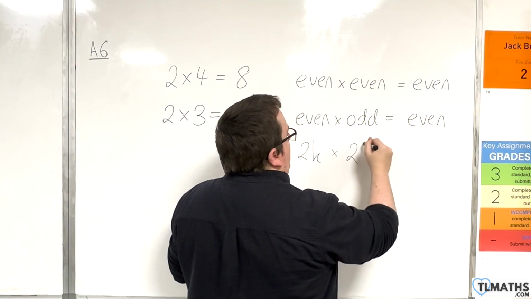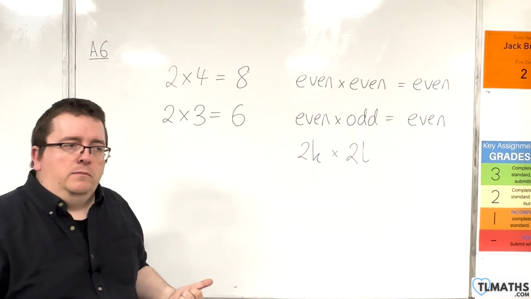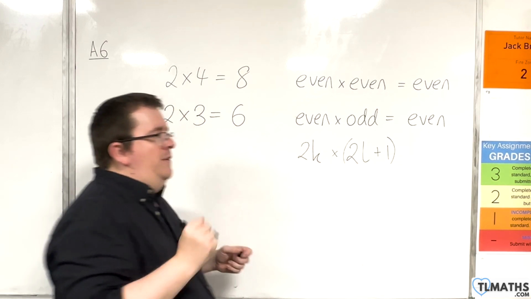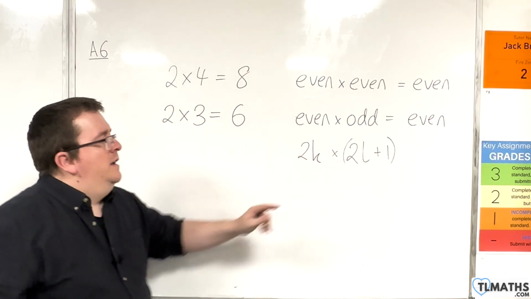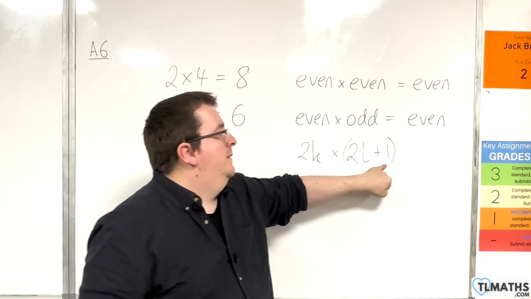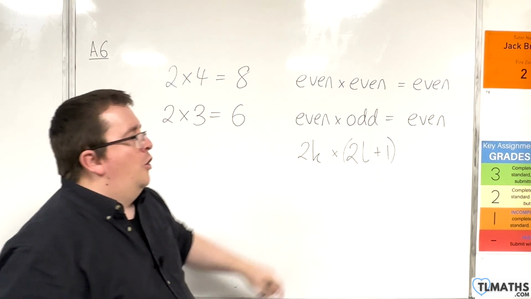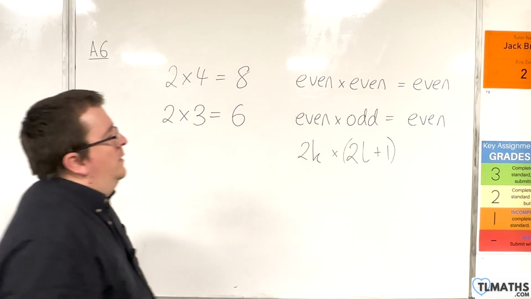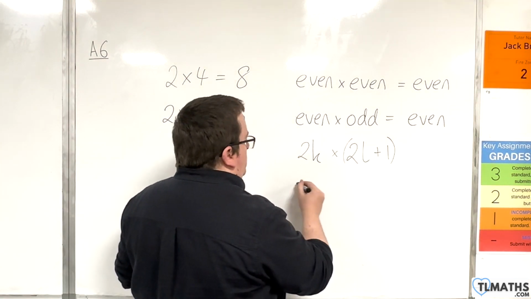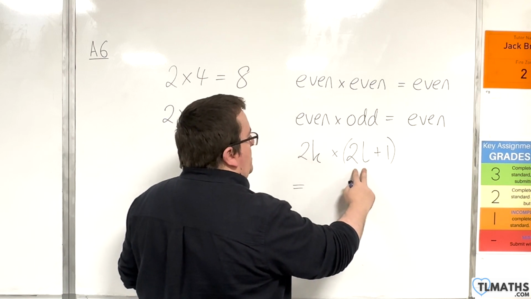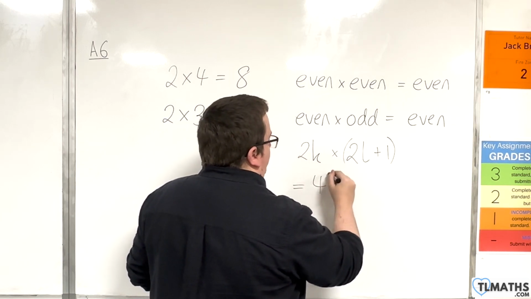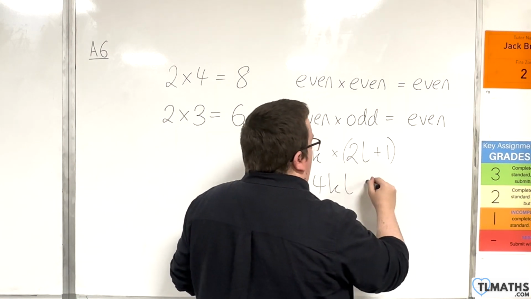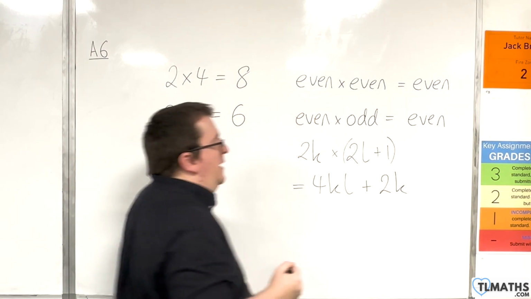And remember, I wrote down an even number last time as 2L. So 1 more than an even number would be 2L plus 1. So I know that this would have to be an odd number, where L is an integer. Now if you multiply this out, we have 2k times 2L, which is 4kL, which we had before. And then we've got 2k times 1, so that's plus 2k.